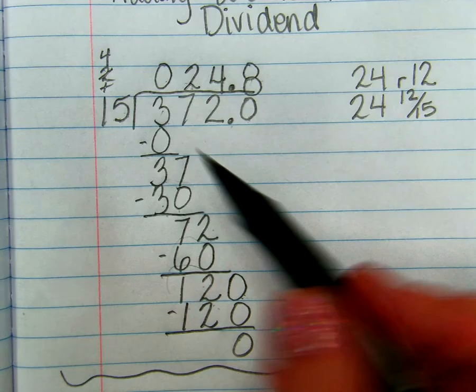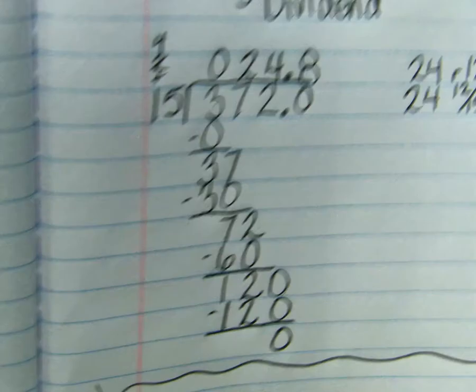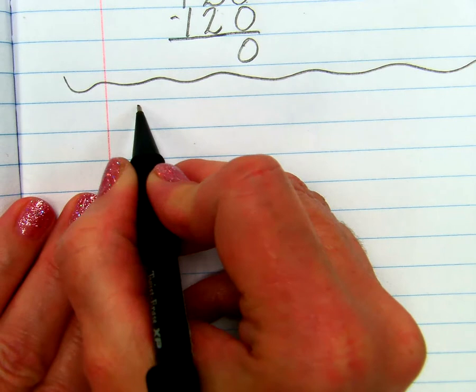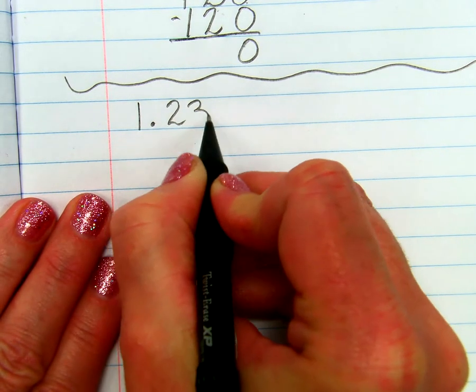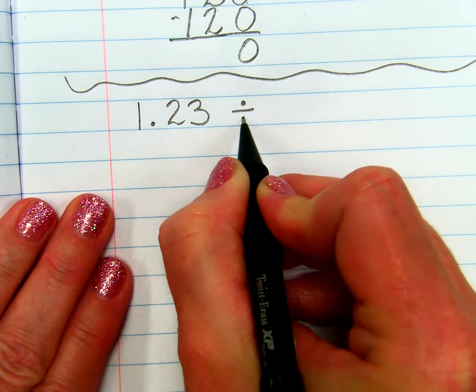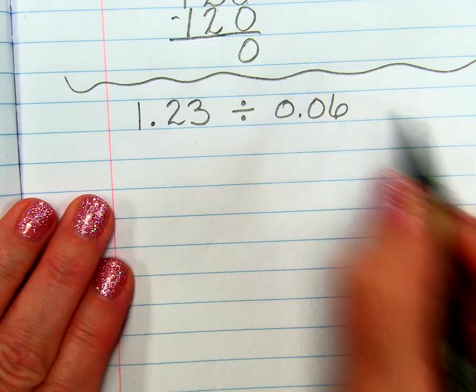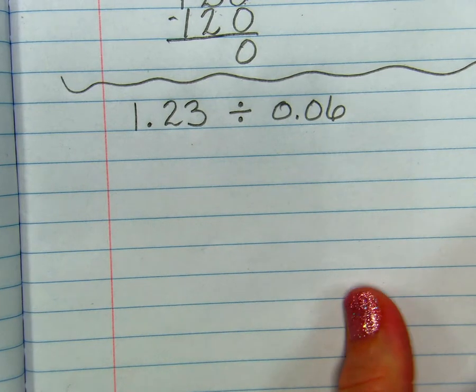So up here we had a whole number divided by a whole number. Well, what happens if I have decimals? What do we do? So write this example down. 1.2300 divided by 600.